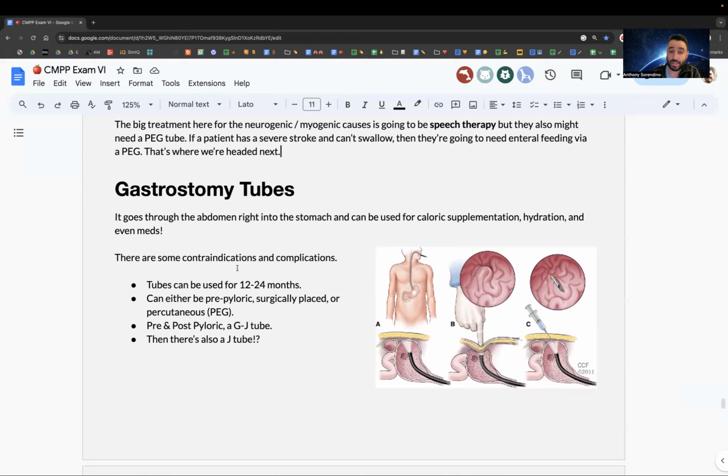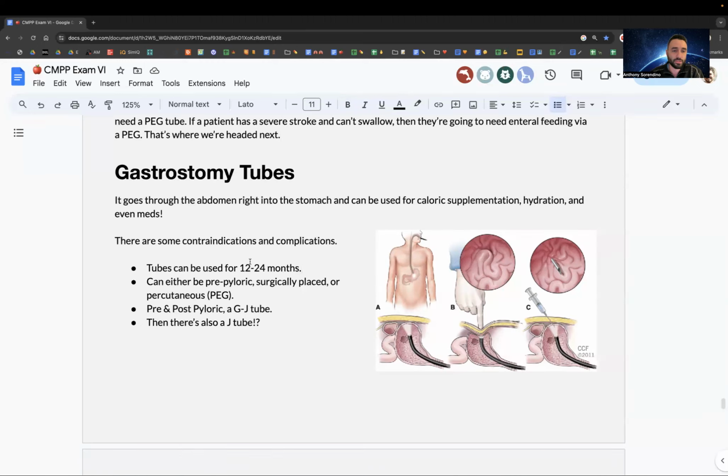There are some contraindications. This could totally be a question. Tubes can only be used for 12 to 24 months. This isn't really a contraindication. It's more like just an FYI. You can either do it pre-pyloric or you can do percutaneous. So that's actually what a PEG tube is when they go through the skin.